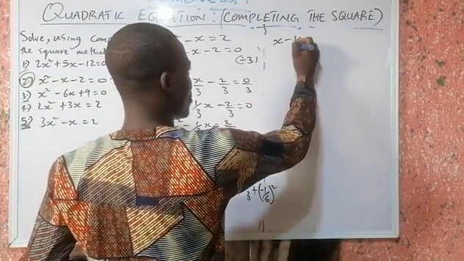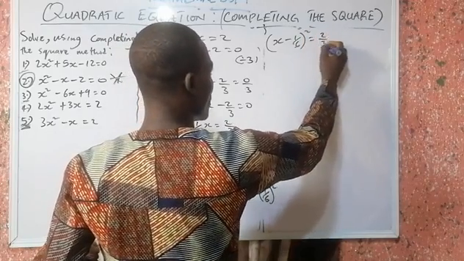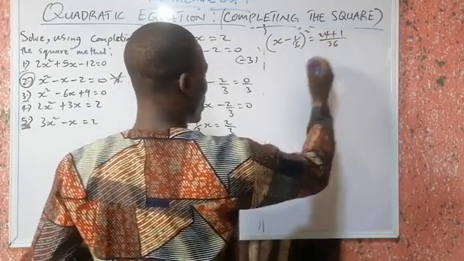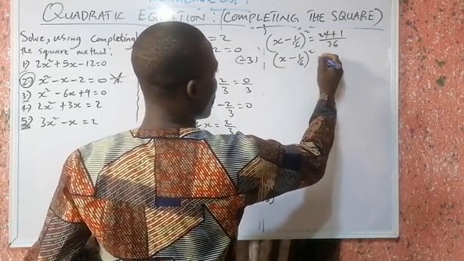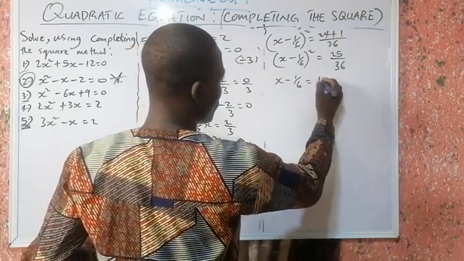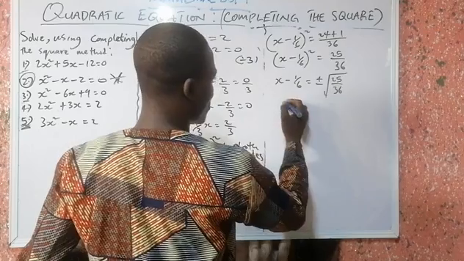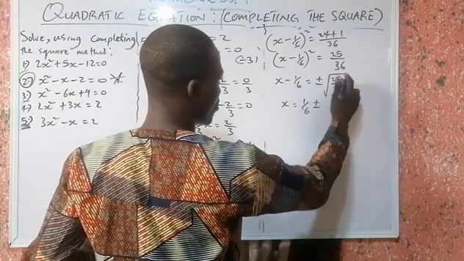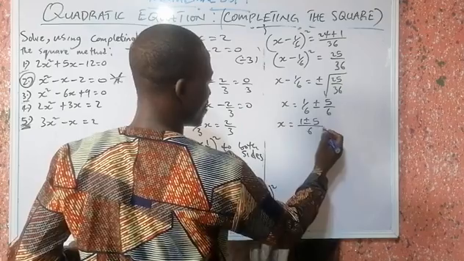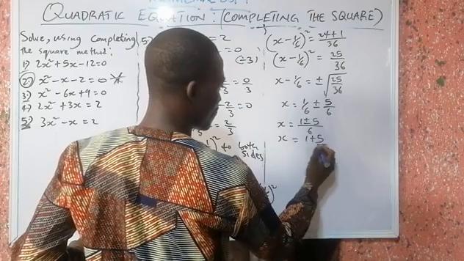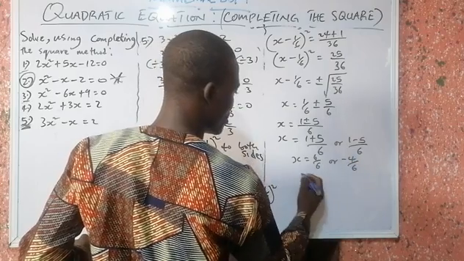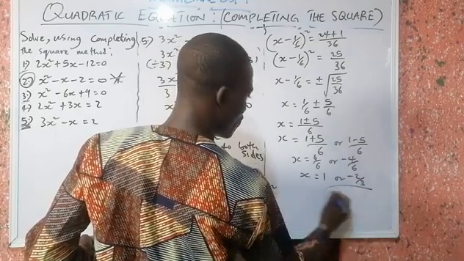Then I can say that x minus 1 over 6 squared equals 2 over 3 plus 1 over 36, or let's find the LCM, that is 36. 12 times 2 will give me 24, plus 1, and that will give me 25 over 36. Taking the square root of both sides, that will give me plus or minus root 25 over 36. That will give me x equals 1 over 6 plus or minus, the square root of 25 is 5, the square root of 36 is 6. So x equals 1 plus or minus 5 over 6. That will be x equals 1 plus 5 over 6 or 1 minus 5 over 6. x equals 6 over 6 or minus 4 over 6. x equals 1 or minus 2 over 3.